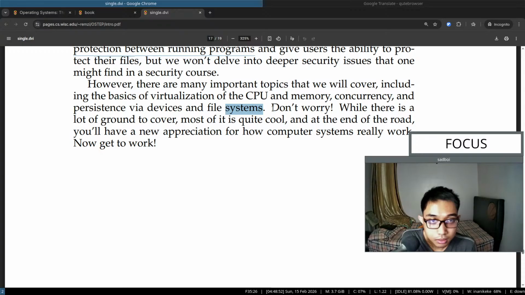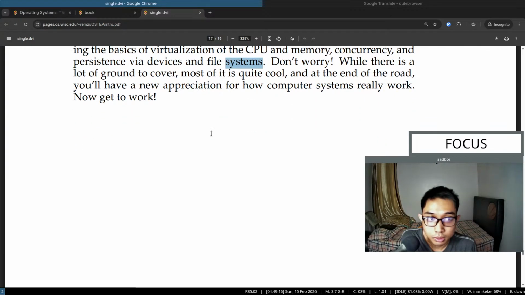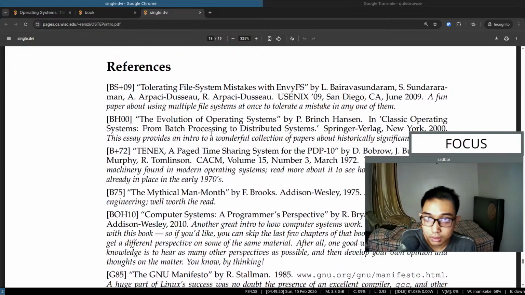Okay, and then don't worry, there is a lot of ground to cover. Most of it is quite cool. And at the end of the road, you'll have a new appreciation for how computer systems really work. Now get to work.